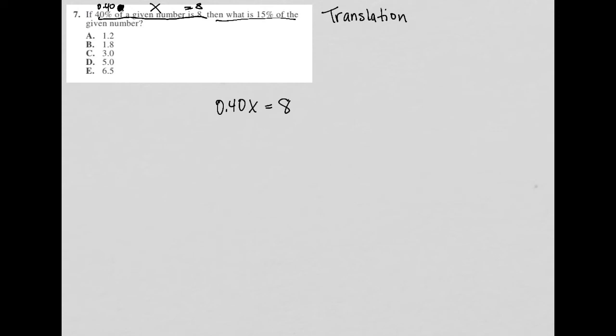Then the next part says, then what is 15%? So 15% again is 0.15 of the given number. So 0.15x equals question mark. So here is the translation of what I just read. I'm seeking to answer this question, but here's basically the information that's provided.